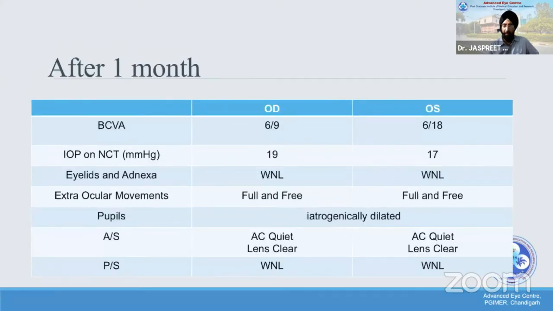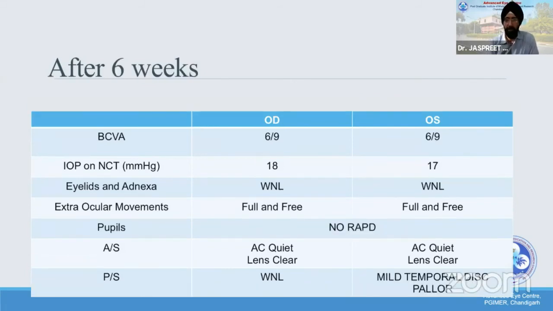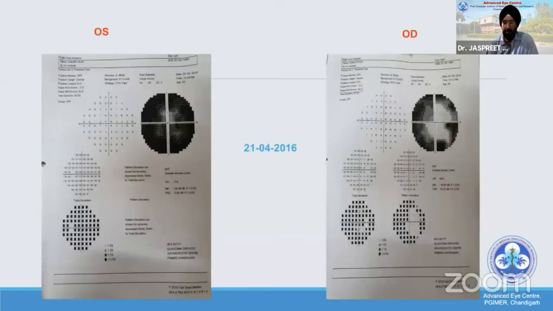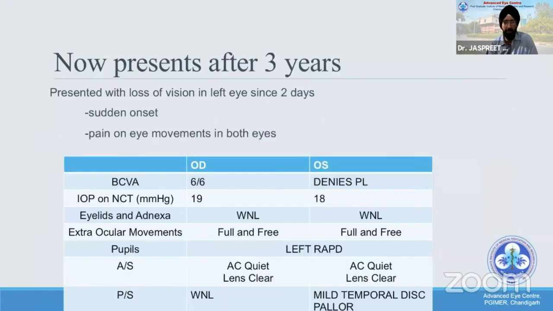But after 1 month, he starts to improve by himself, to 6/18. We could have considered a plasma exchange here. But he starts to improve after 1 month, and after 6 weeks, he regains 6/9. Why we didn't do a plasma exchange, I remember, was that he was not willing for all these things. So the vision improved to 6/9, and there was mild temporal disc pallor. The visual field is almost the same.